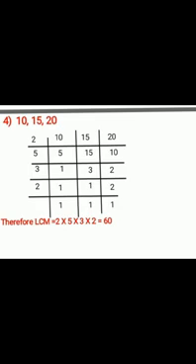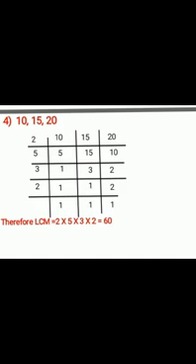Fourth sum. Find the LCM of 10, 15 and 20. Now 10 and 20 are divisible by 2 but 15 is not divisible by 2. So you will write 15 as it is, and for 10 you will write 2 fives are 10, and for 20 you will write 2 tens are 20. Now 5, 15, 10. Now 5, 15, 10 are divisible by 5. So you will write 5 ones are 5, 5 threes are 15, 5 twos are 10.